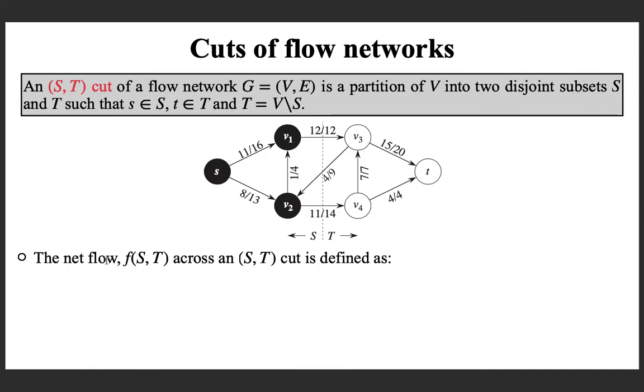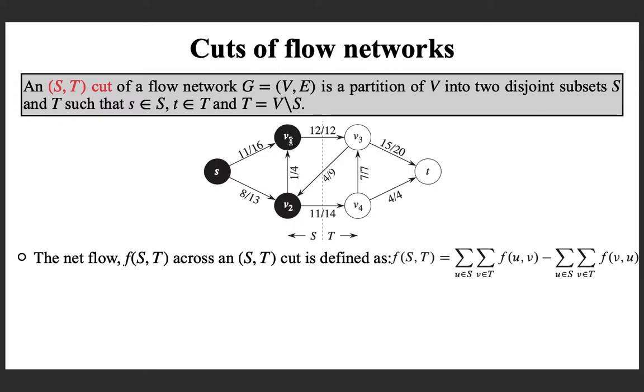The net flow represented as F of ST across an ST cut, for example here, is defined as the net flow across, which is basically defined as the flow across this cut in the left to right direction. That is what I am saying here.